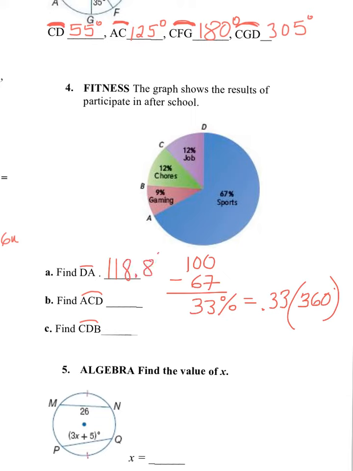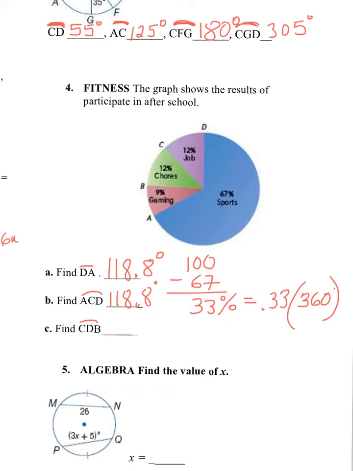118.8 degrees. Now, you know, download an app in the cell phone or one of the electronic devices that would help you get all these values, but also make sure that it's a scientific calculator so that you can have sine on that, okay? Now, the next one, it's arc ACD. Well, ACD is the same thing as AD. It's just another way of representing that same arc. So it's the same answer. 118.8 degrees.